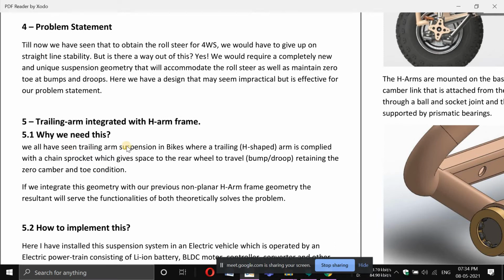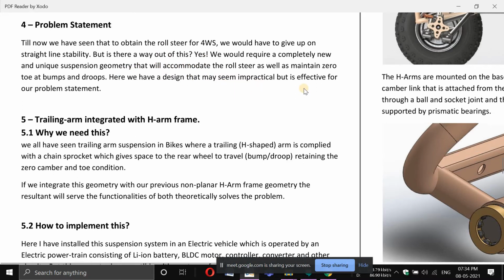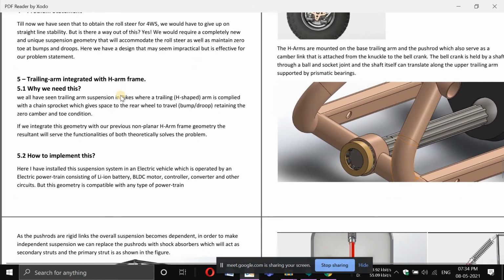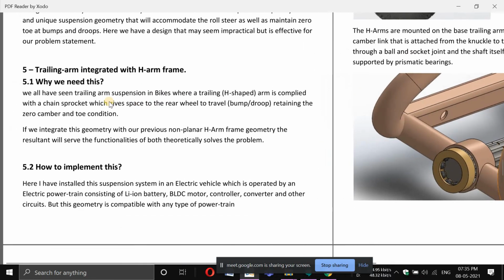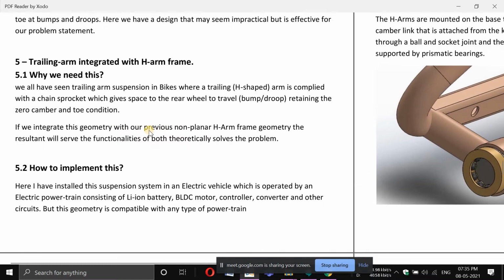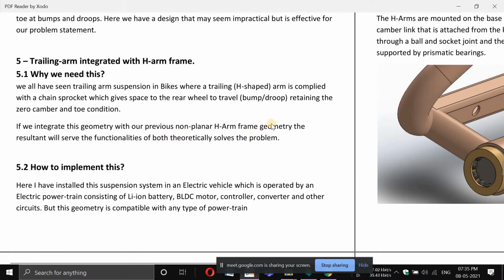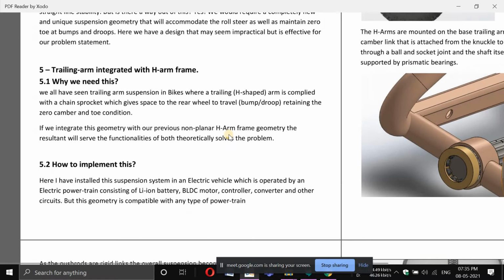If I could just read the problem statement: till now we have been able to obtain four-wheel steering or roll steer of four-wheel steering. We would have to give up on straight line stability, but is there a way out of it? So this was the problem which I have explained. And if we integrate the geometry with our previous non-planar H-arm frame geometry, the resultant will theoretically serve the functionalities of both and solve the problem.